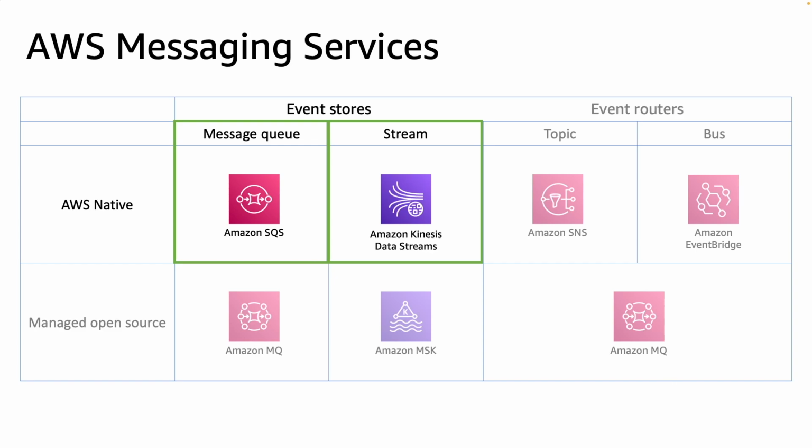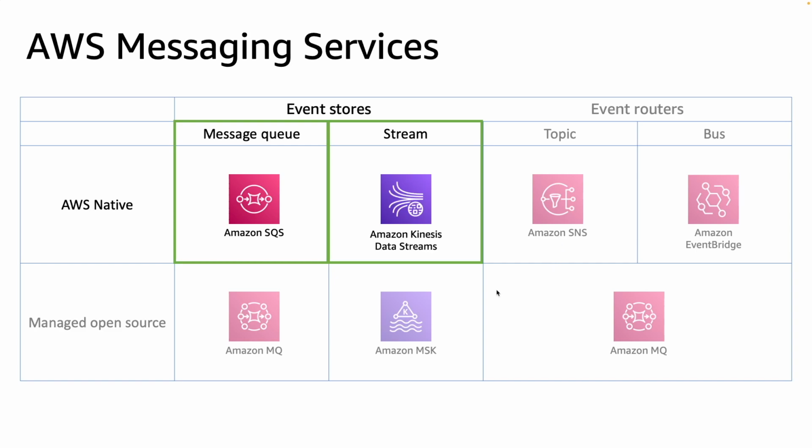In the event store, we have two offerings: the messaging queue and the stream. In the messaging queue, today we will be looking at Amazon SQS, versus the stream, Amazon Kinesis Data Streams. I can see where the difference comes in from there, but we still often get confused because there is some overlap in the features and how they can be used in different scenarios. So let's take a look at it.